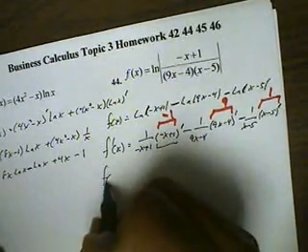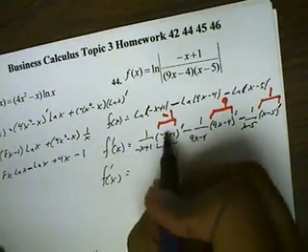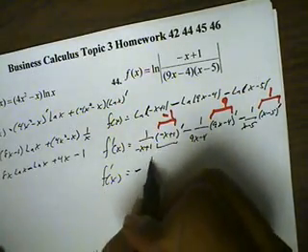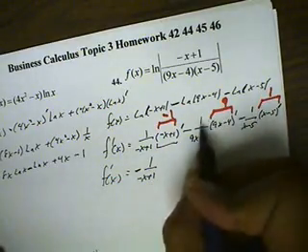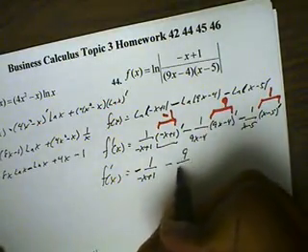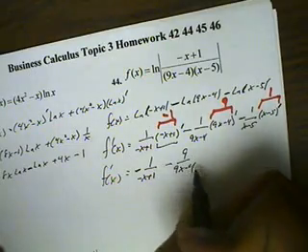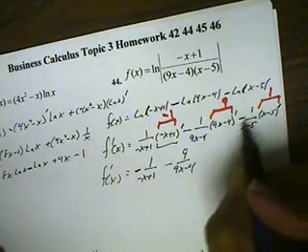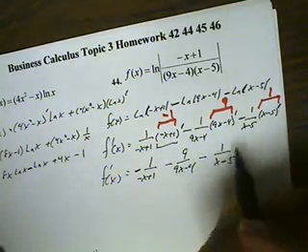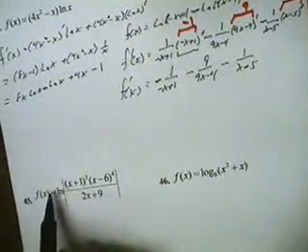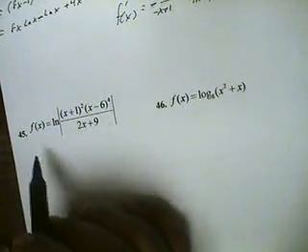So, this will be negative 1 times all this, so we'll get negative over negative x plus 1. The 9 times this will give us negative 9 over 9x minus 4. And the 1 times this term right here will give us negative 1 over x minus 5. And that's our derivative.